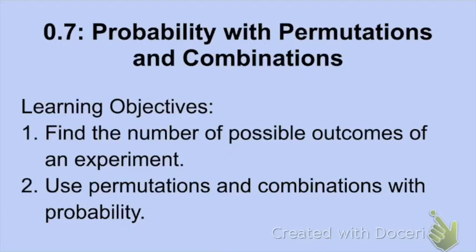Welcome to section 0.7, probability with permutations and combinations. Today's objectives are to find the number of possible outcomes of an experiment and use permutations and combinations with probability.